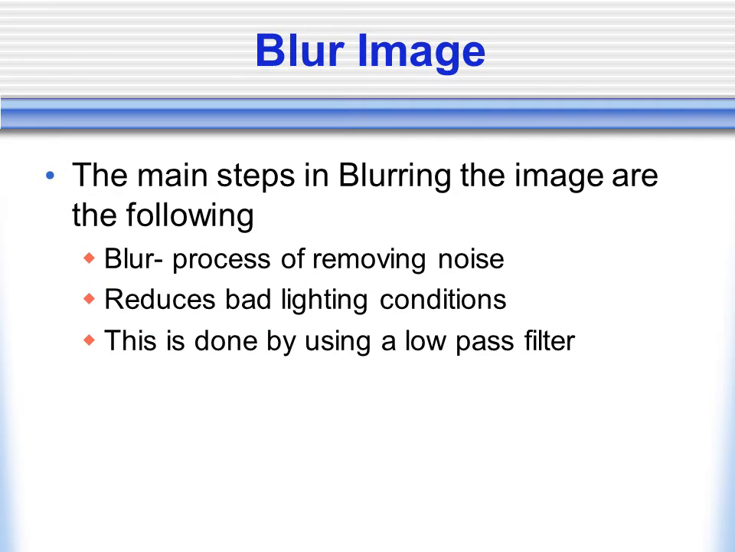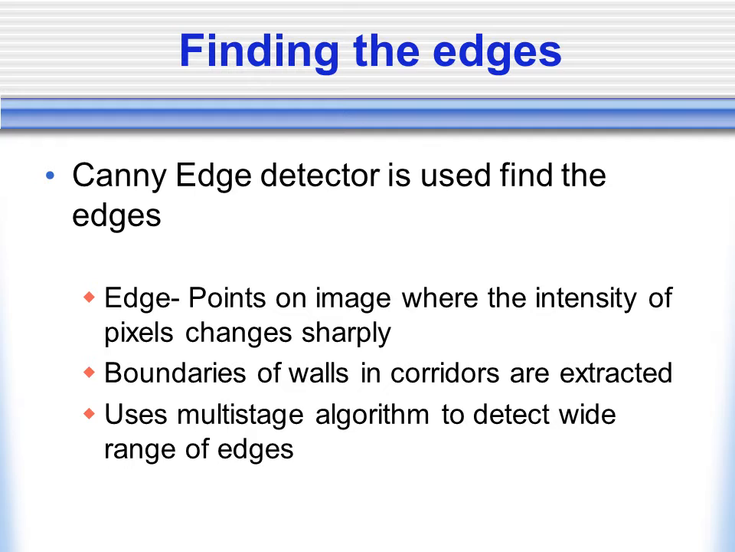And then I blur the image. Blurring is a process of removing noise in the images; even the bad lighting conditions are suppressed because of blurring. I just use a low pass filter to blur the image. This will smooth out the image, and then I find the edges through the Canny Edge Detector.